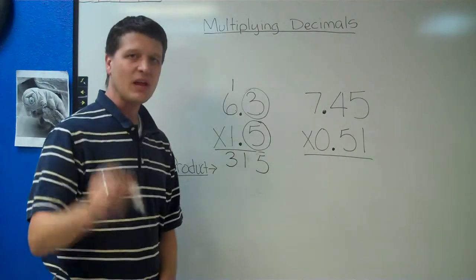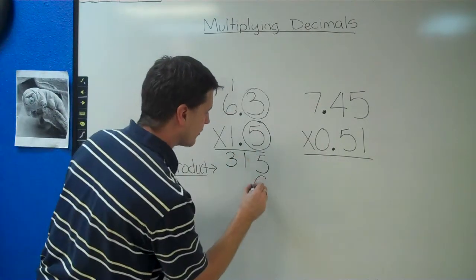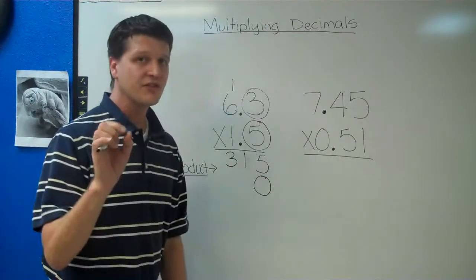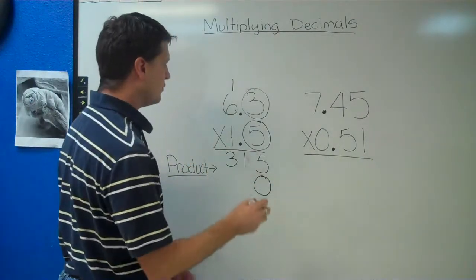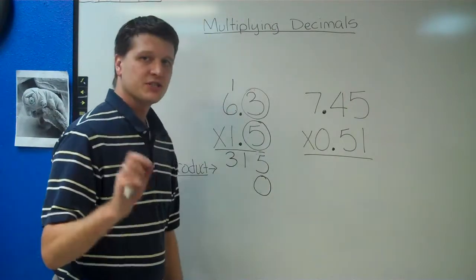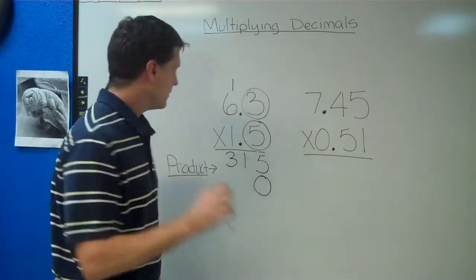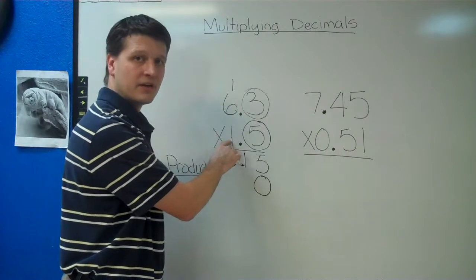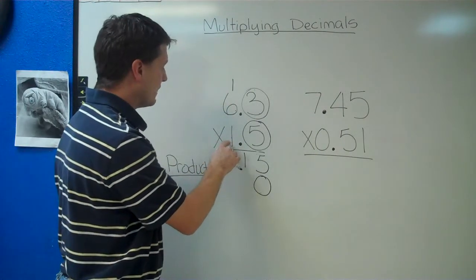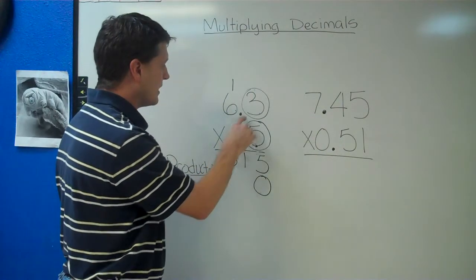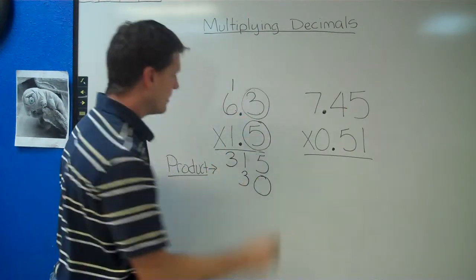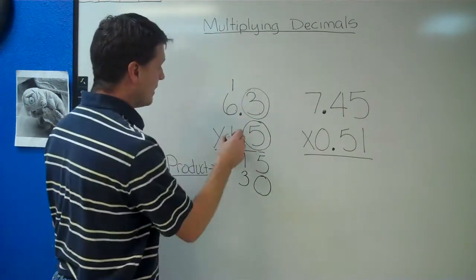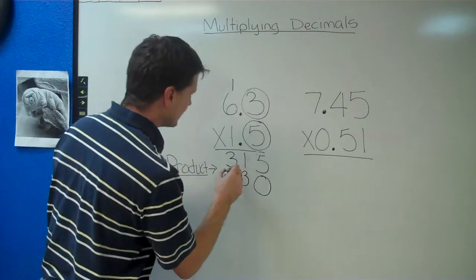Now, we're going to put our little placeholder down here. It's very important. Don't forget the placeholder. Alright? And what we're going to do is we're going to start off with our 1. Alright? And we have 1 times 3, and it gives us 3. And then we have 1 times 6 gives us 6.